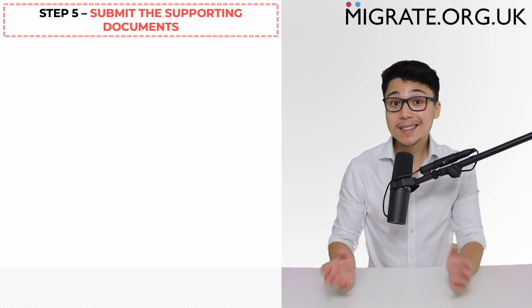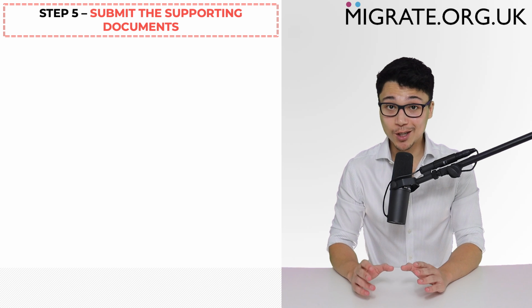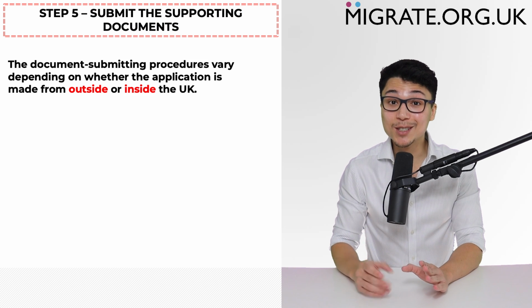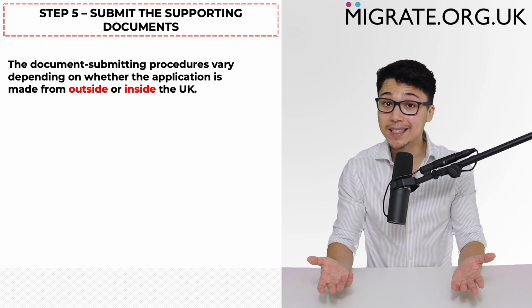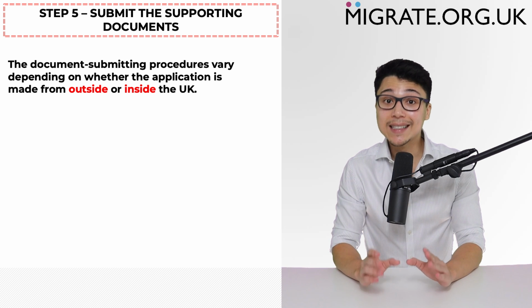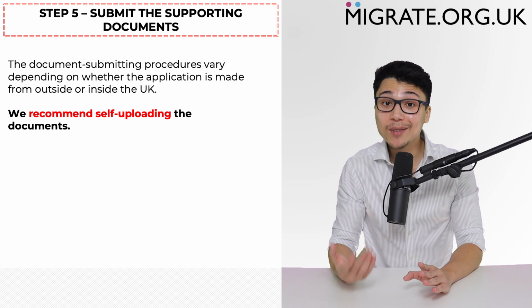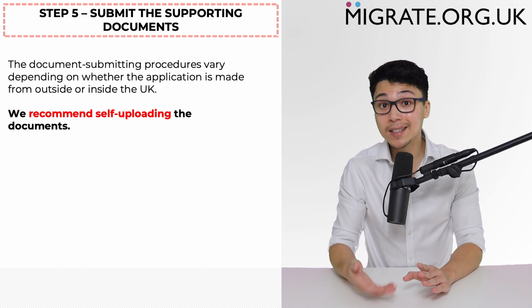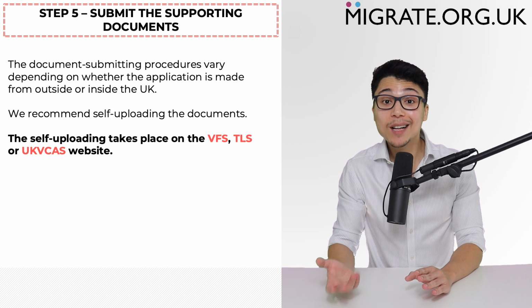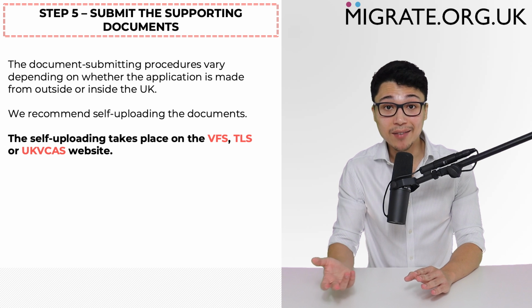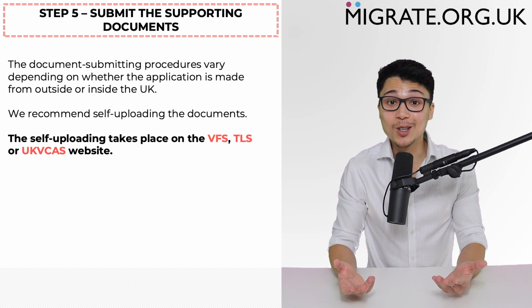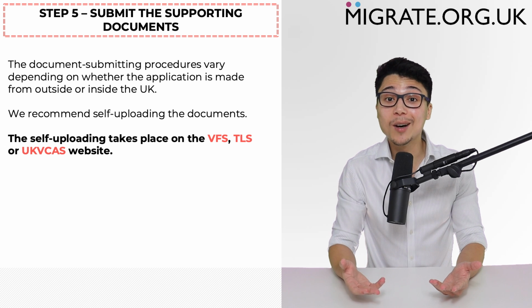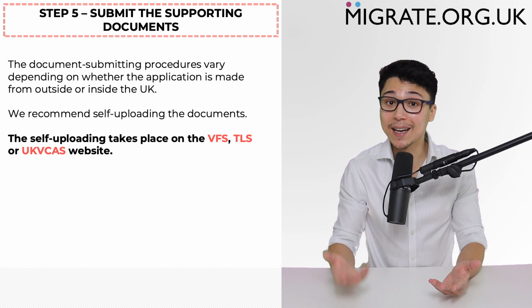Step 5. Submit the supporting documents. The document submitting procedures vary depending on whether the application is made from either outside or from inside the UK. In all instances, however, we now generally recommend self-uploading the supporting documentation instead of the various other methods. The self-uploading takes place on either the VFS, TLS or UKVCAS website. You do not upload the documents on the online application form discussed earlier, and therefore you can only self-upload after you've submitted the online application.